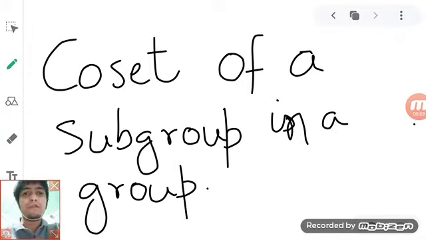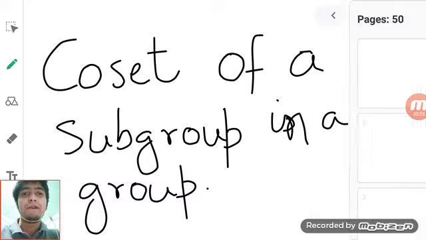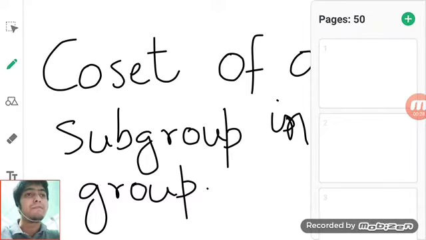Hello, so today we will be doing cosets of a subgroup in a group. Yesterday we learned about subgroups, and in the previous week we learned about groups. I hope you are comfortable with groups and subgroups. Again, we will encounter these throughout the semester, especially subgroups. But now let us do cosets of a subgroup.